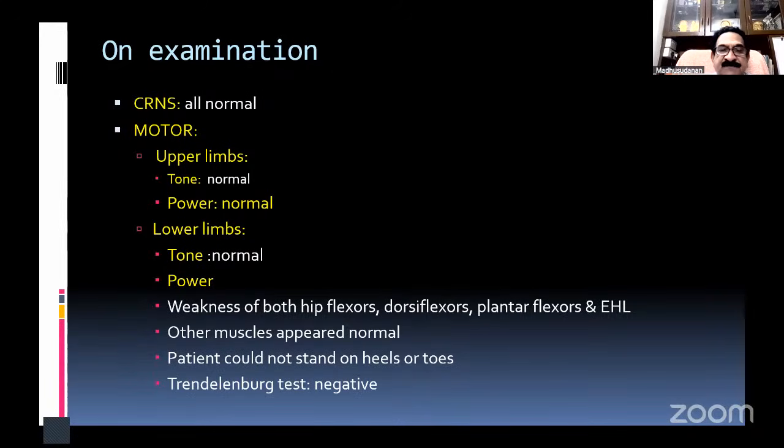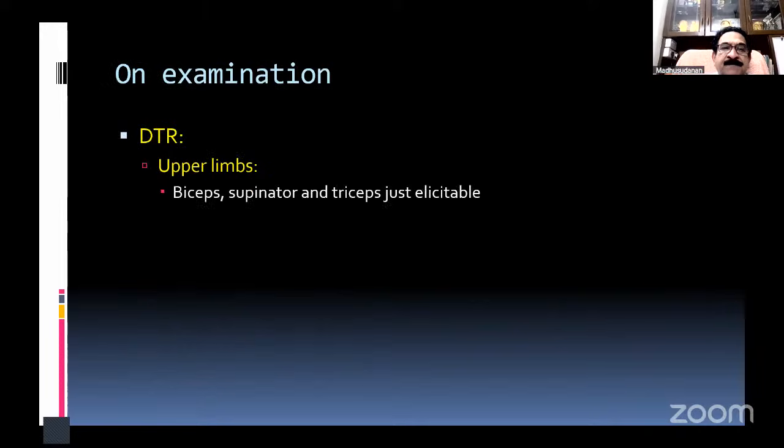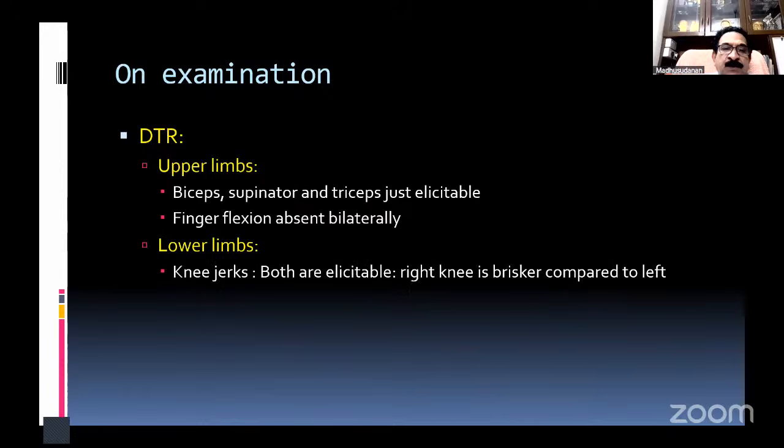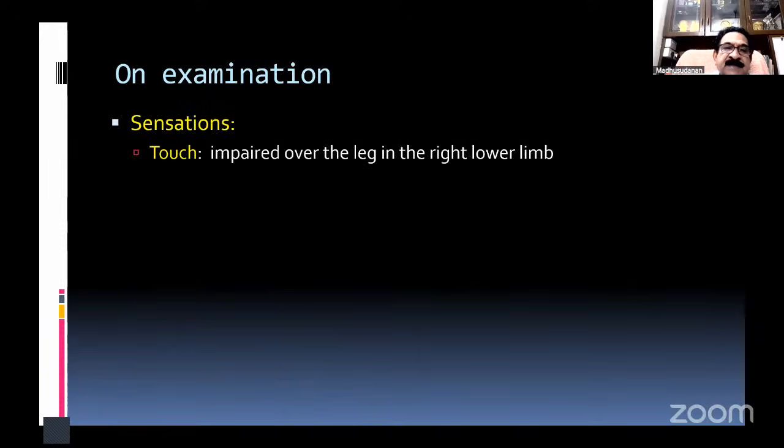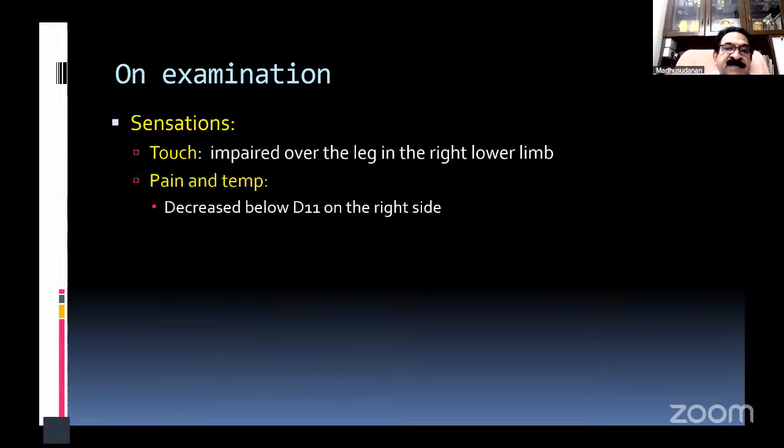Trendelenburg test was negative. DTR upper limb just elicitable normally. Finger jerk was absent. Lower limb knee jerk both are elicitable, right knee brisker compared to the left. Ankle jerks were absent. Abdominal reflex present. Plantar mute bilaterally. Sensation: touch impaired over the right leg, that is, making mistakes sometimes. Pain and temperature decreased below D11 on the right side, below L2 on the left side.